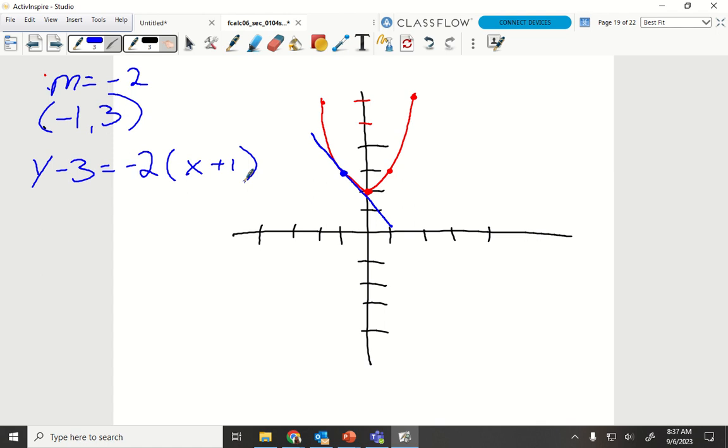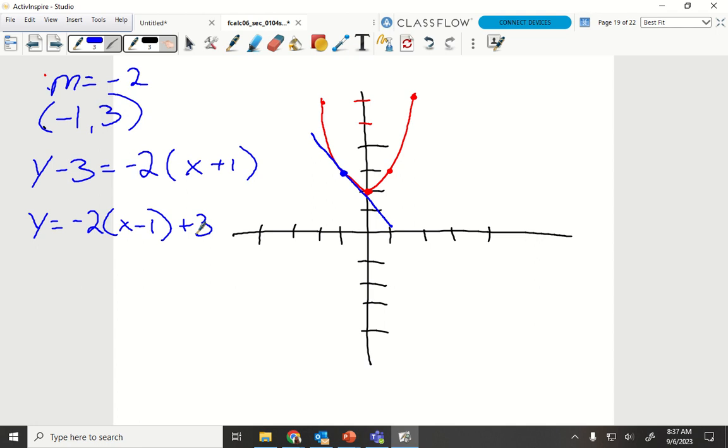I could rewrite this answer, if I needed to write it as y equals, as y equals -2 times the quantity x plus 1, plus 3. In AP Calculus, on the test, you don't have to simplify anything. You don't have to distribute. This answer is correct. Alrighty.